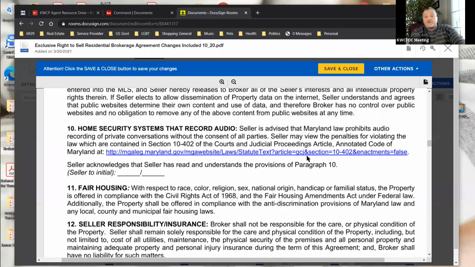And if we were to Google this, click the link or Google that, you have a reference to the law, and you can find out how complying with the law is easy to do and what the limitations of it are. And so I would refer your clients to that and make yourselves aware of that so that you don't violate the law. Seller acknowledges that the seller has read and understands the provisions of paragraph 10.